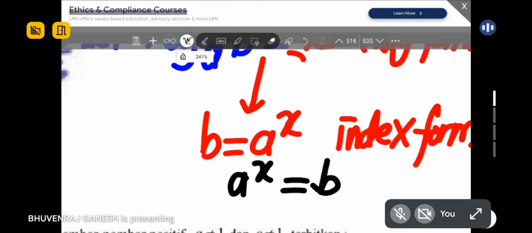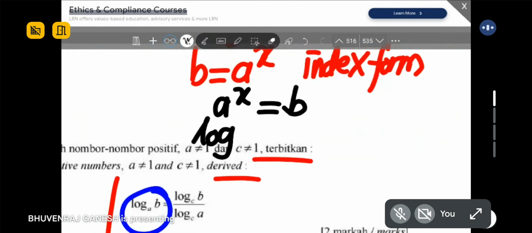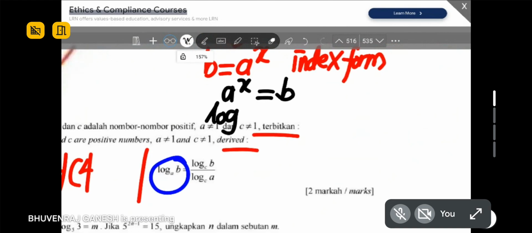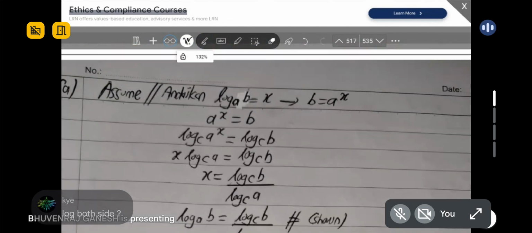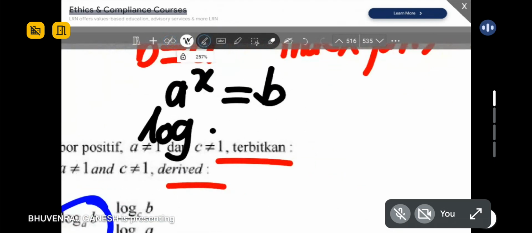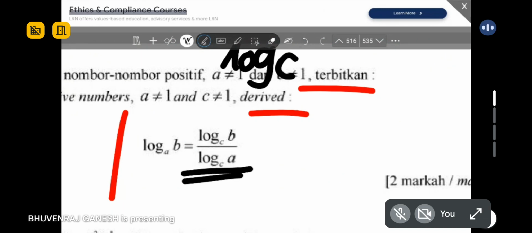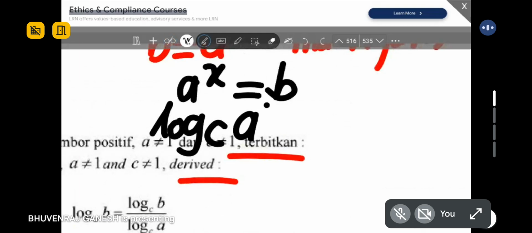Okay, so what you do is you change this one. You add a new base of your log. Tambah log asas baru. Let me see the working again. Yes, correct. You add a new log base, which is C. Why do I add C? Because the question also uses C. Can you see here, guys? Soalan guna C, so you add C. Because you must prove this one. Kena buktikan.